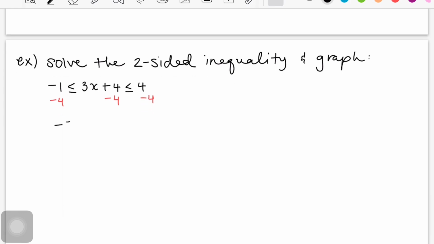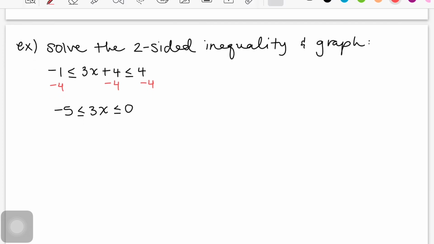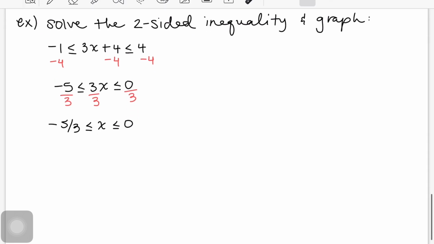Doing so, I'll get negative 5 here. That'll be less than or equal to 3x, which is less than or equal to 0. Now again, we want to completely isolate x, so we're going to divide by 3, and whatever we do to that side, we have to do to the other 2 parts. So then we'll get negative 5/3 on that side, and just 0 on this side, because 0 divided by anything is just going to be 0. So we're left with x is anything in between negative 5/3 and 0.